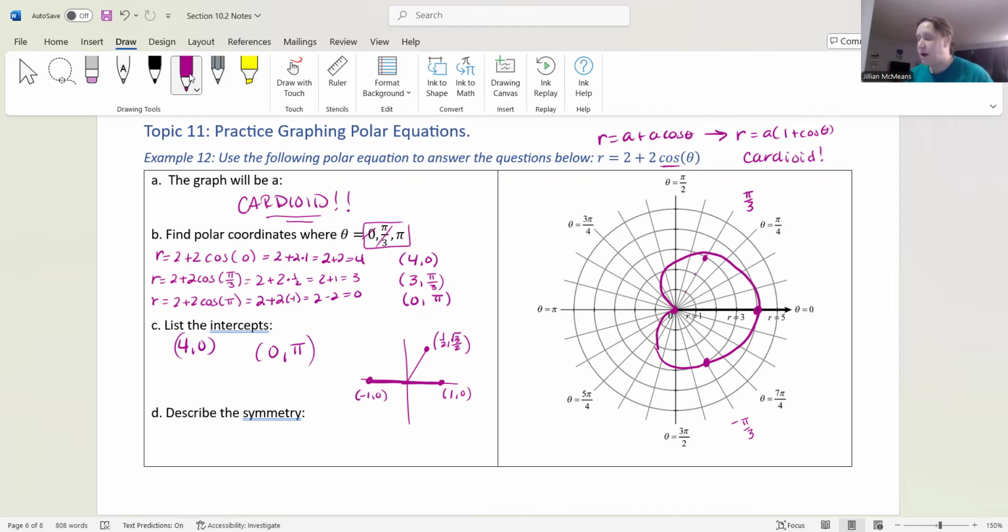And then finally, describe the symmetry. This is horribly, horribly drawn. But if this were prettier, I'm going to give it one more go. I'm going to turn my tablet sideways and see if I can do better.